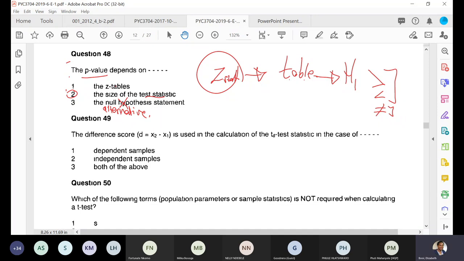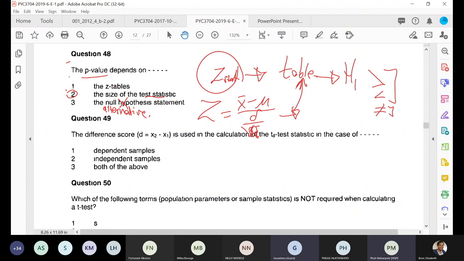Because the p-value comes from the z-table, if we're talking about the z-tables. But in order for you to go find the p-value on the z-table, you need to have calculated the test statistic, which is the z-score. Remember, you will have calculated that z, the mean minus the population mean divided by the standard error, which is divided by the square root of n. And then once you have this value, you go to the Z table to find.